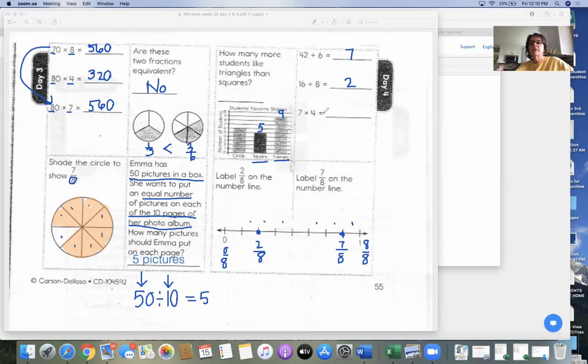And then finally, 7 times 4 equals. Hopefully you know that fact, but if you don't have it memorized, remember you can skip count by 4 7 times. So 4, 8, 12, 16, 20, 24, 28. 7 times 4 is 28. You could also skip count by 7 4 times. Remember, skip counting only does you good if you use your fingers. So we could skip count by 7 4 times.